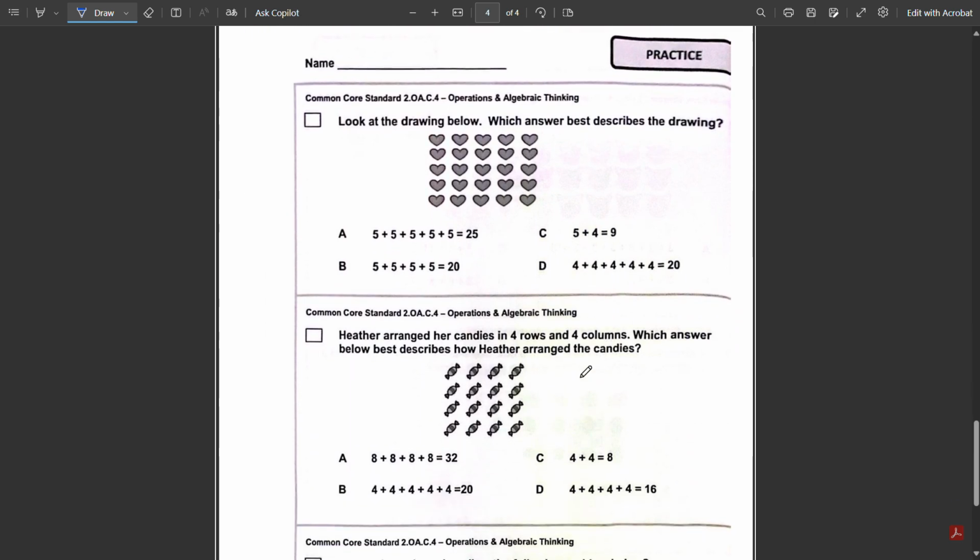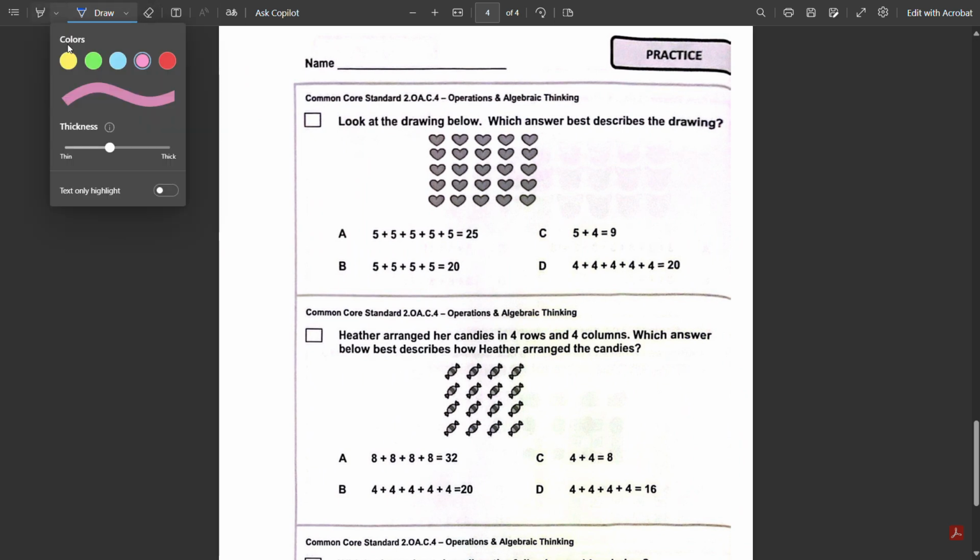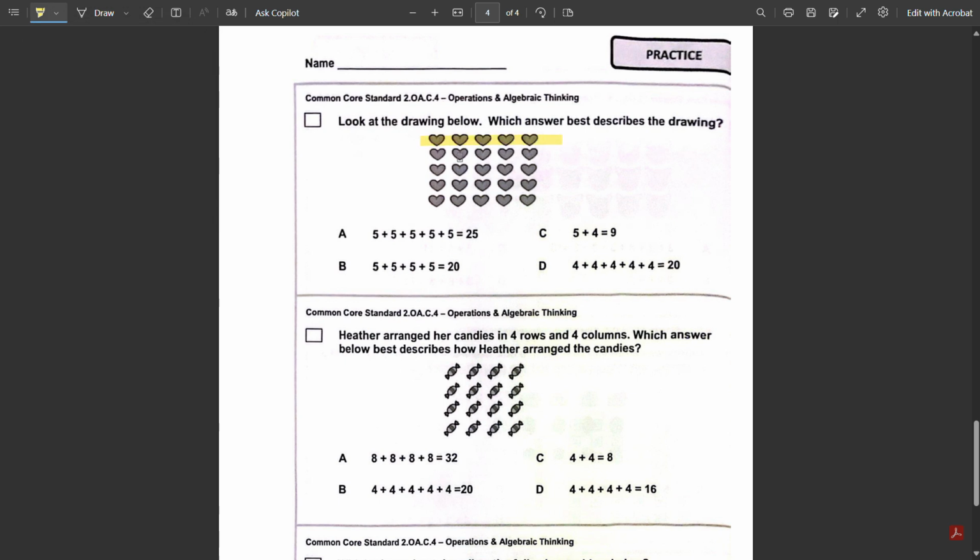Last page says, look at the drawing below. Which answer best describes the drawing? Same thing, count how many rows there are. 1, 2, 3, 4, 5. 5 rows. And now count columns. 1, 2, 3, 4, 5. So here we add 5 times. So it would be A, 5 plus 5 plus 5 plus 5 plus 5 equals 25.